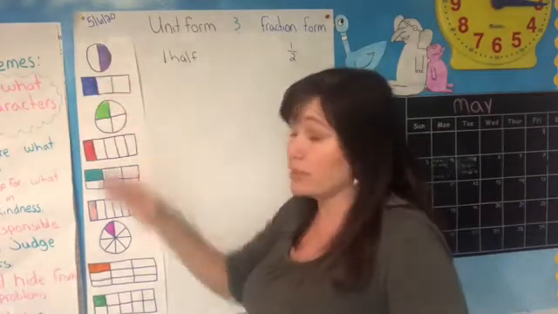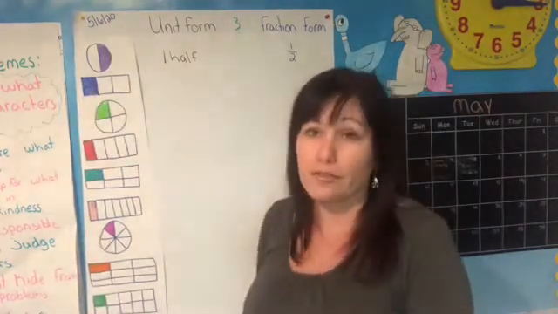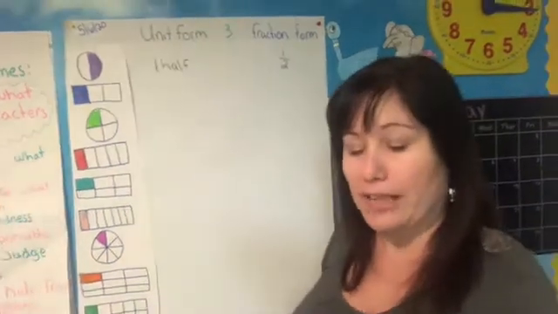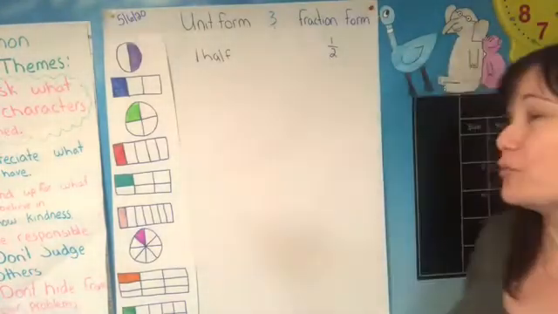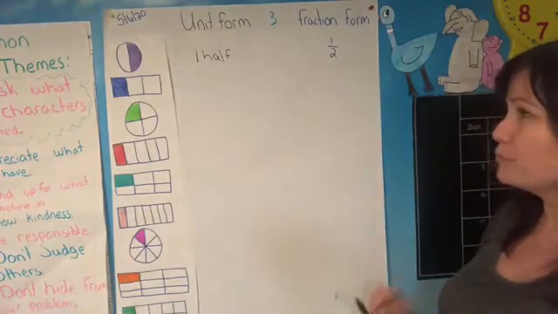Okay, go ahead and draw a rectangle. Partition your rectangle in thirds. Shade in 1 of the thirds, just like I've done here. When you're done with that, go ahead and unpause the video and we'll move on to writing it in unit form and fraction form.